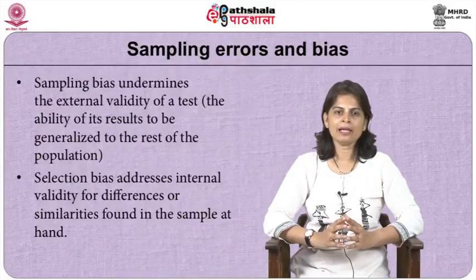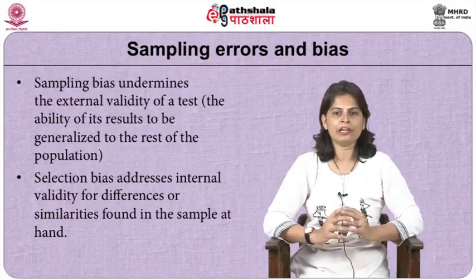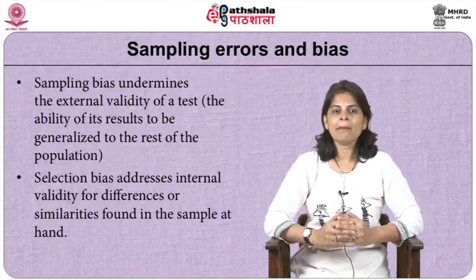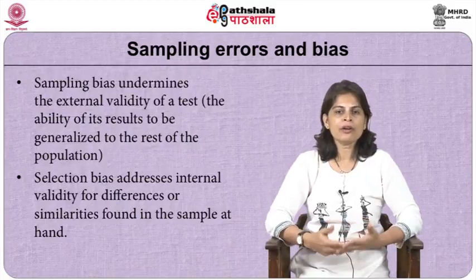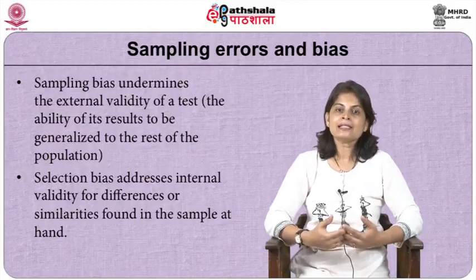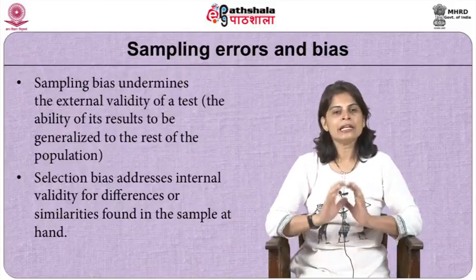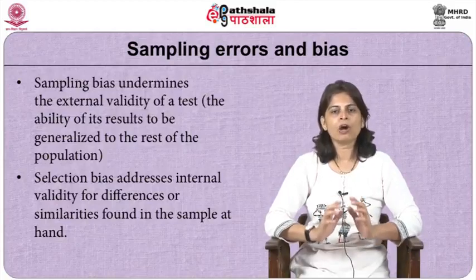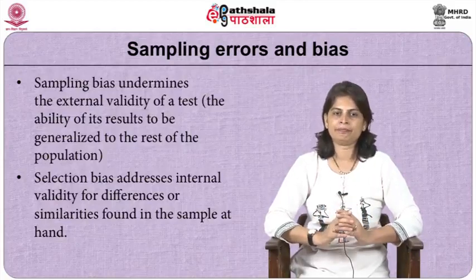Let us come to sampling errors and bias. Let us now see what sampling errors and sampling bias are. Sampling bias undermines the external validity of a test. In other words, it undermines the ability of its results to be generalized to the rest of the population. On the other hand, selection bias addresses the internal validity for differences or similarities found in the sample at hand.